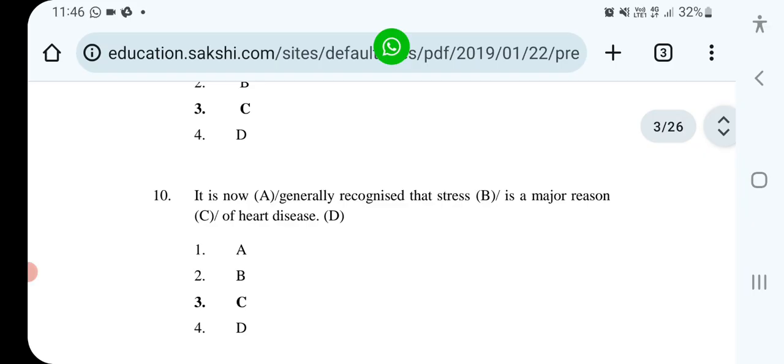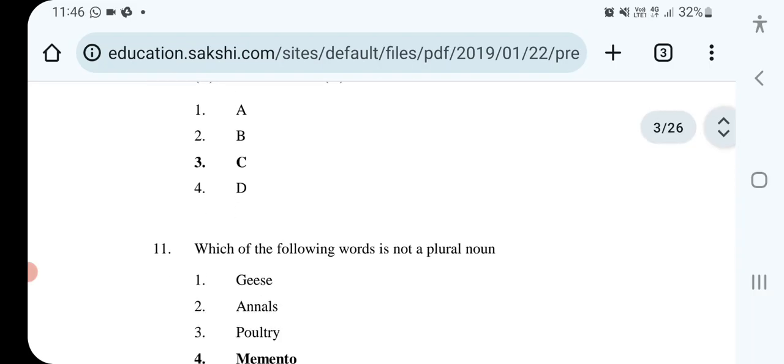It is now generally recognized that stress is a major reason of heart disease. It is now generally recognized that stress is the main reason. The main reason, not a major reason, the main. So option 3 is the right answer.